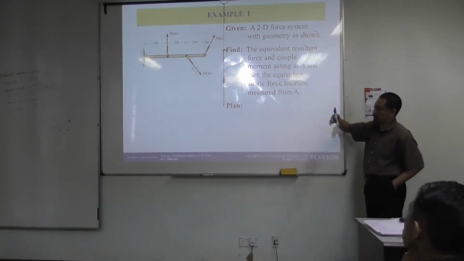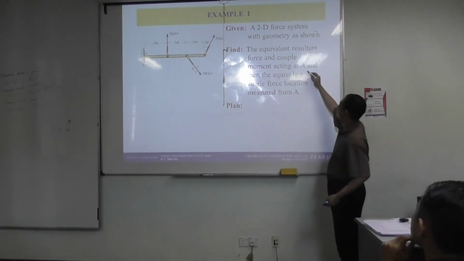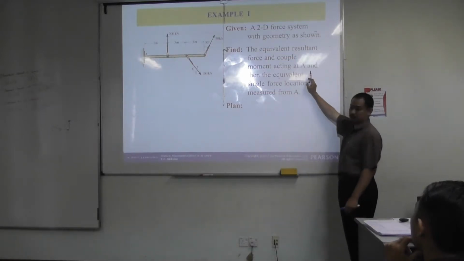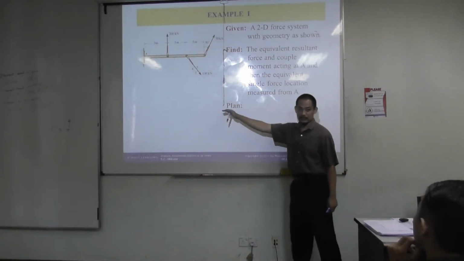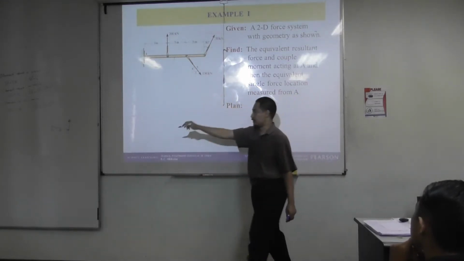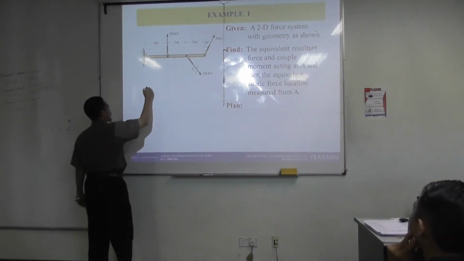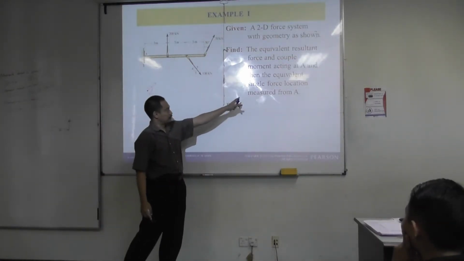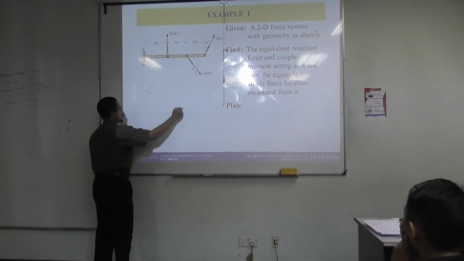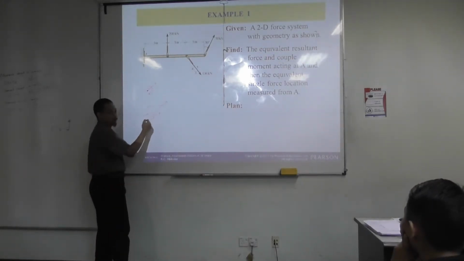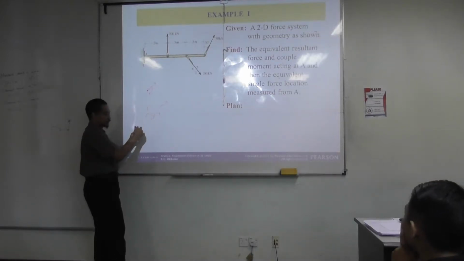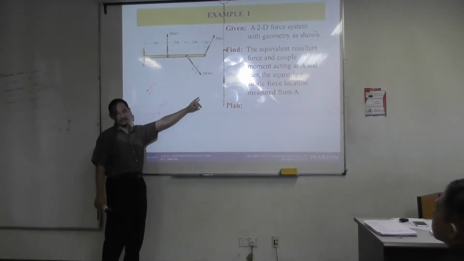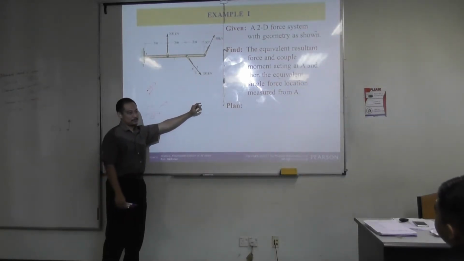Do you notice that there are two parts to the question? The first part is to find the equivalent resultant force and couple moment acting at A. That's the first step that we do, meaning everything must be at A now: at A, what is the force, what is the moment. Then they say the equivalent single force and location from A, meaning you bring something and the location is D. So that is the idea. The first thing I want to make sure is, can you understand that this is what the question wants just from reading it? Okay, make sure you understand.